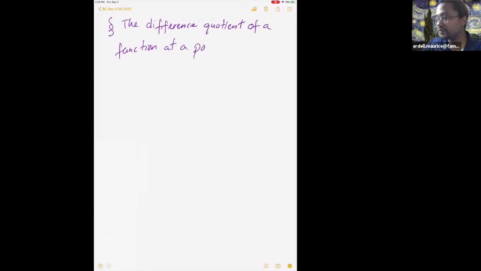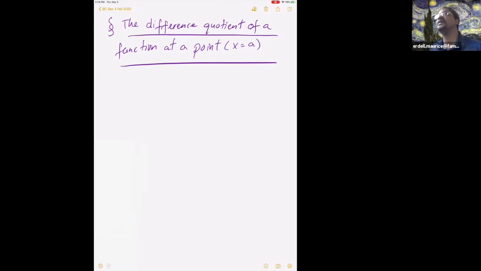We will be starting out by looking at the difference quotient of a function at a point x equaling a. This is our topic for today. Generally speaking, for most students, this is the first interesting section that we have, so you should be paying attention.